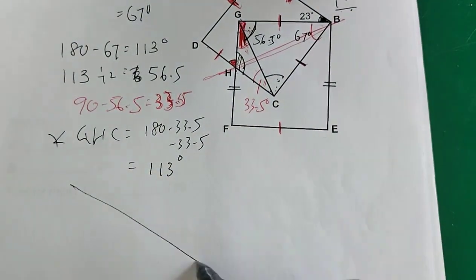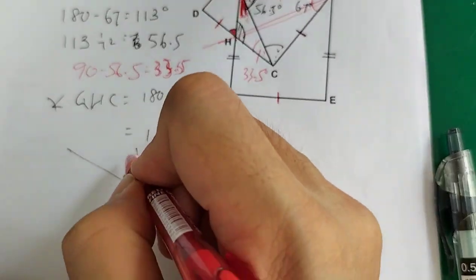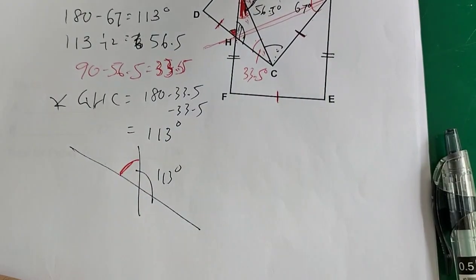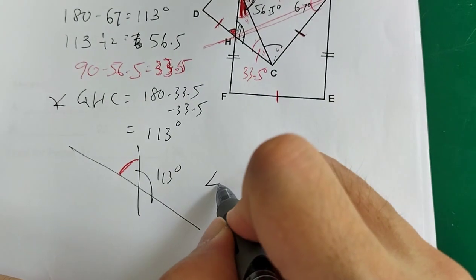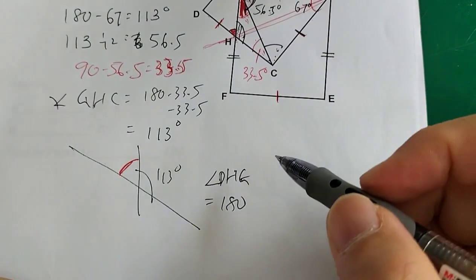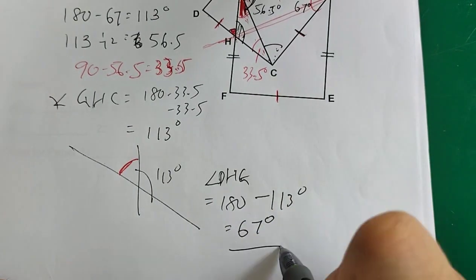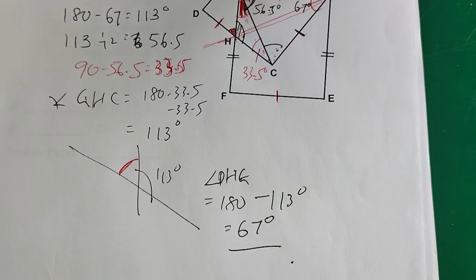Let me redraw a line to show you. If this is 113 degrees, we're supposed to find this angle. Now this should be very simple. So finally, angle DHG will be 180, use angles on a straight line, minus 113 degrees, we'll have 67 degrees. And that's how you do this.